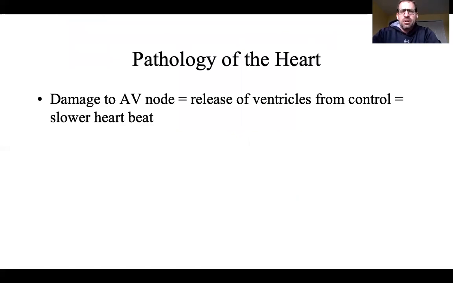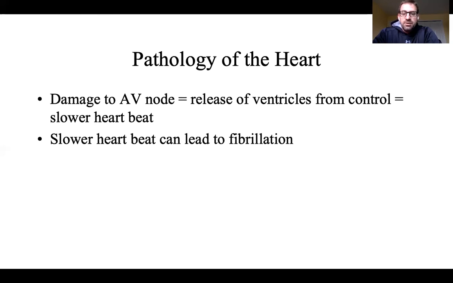So when we talk about the heart and we take a look at some things that go wrong with the heart, so pathology of the heart, in other words, diseases of the heart, problems with the heart, if there's damage to the AV node, that can release the ventricles from control of the AV node, leading to a slower heartbeat. And a slower heartbeat with the ventricles can lead to ventricular fibrillation. Now, what might cause this ventricular fibrillation besides some kind of damage to the AV node? A heart attack that damages the tissue, the cells of the ventricles, or blood flow to the cells of the ventricles can lead to fibrillation. Tissue damage can also lead to ventricular fibrillation.